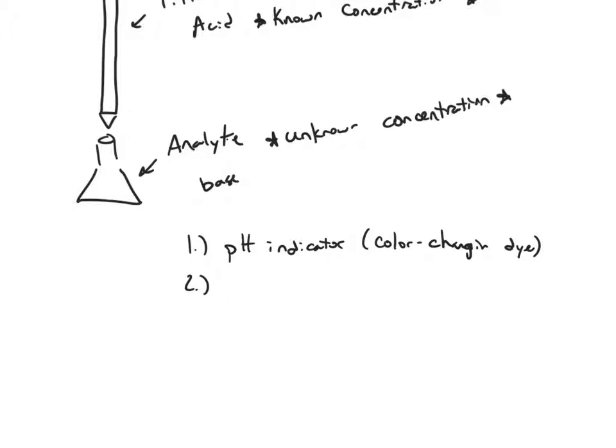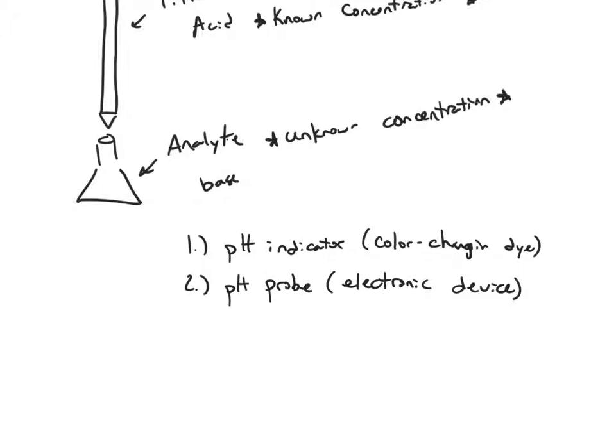The equivalence point is when the moles of acid, or the moles of analyte, equals the moles of titrant. So a pH indicator allows us to know at what pH, if we knew a little bit ahead of time when the equivalence point was going to be reached, we could use the indicator to help us. Now the other way to do this is to use a pH probe.